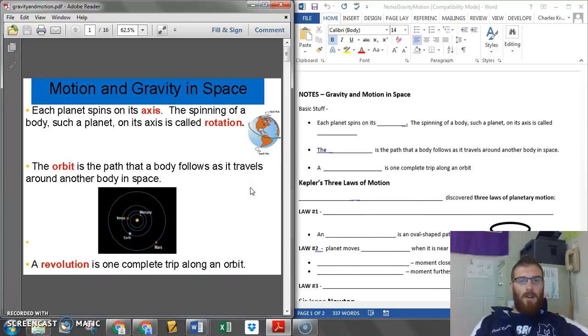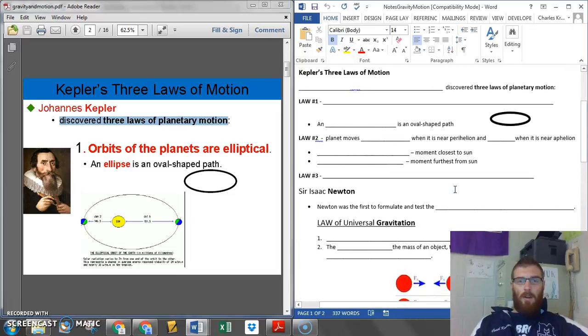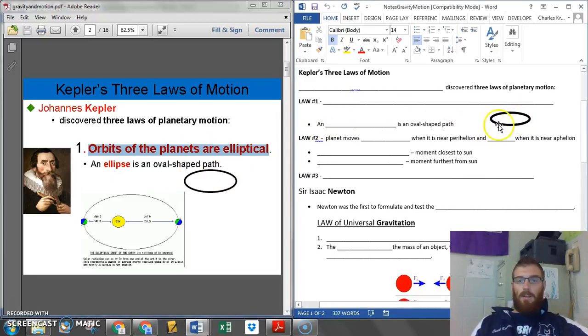Okay, moving on. It is imperative that you know Kepler's three laws of motion. So Johannes Kepler discovered these three laws of planetary motion. So that would be right here, Johannes Kepler. I'm going to move down in this. So law number one states that orbits of the planets are in an elliptical pattern, which simply means that the orbit is an oval shape. Okay, and you can see that oval shape both here and in your notes, and you can put it down here. So an orbit is an oval shaped path.